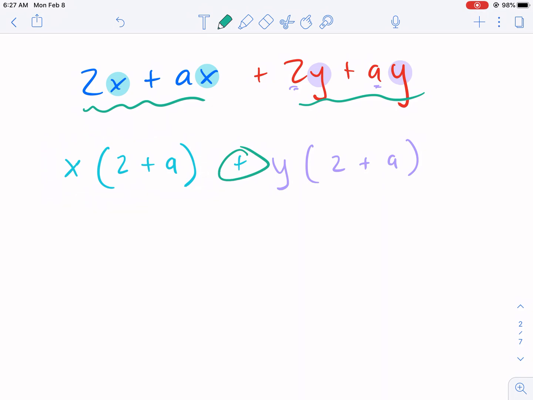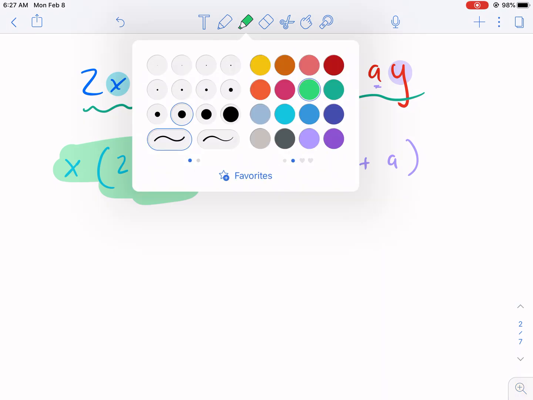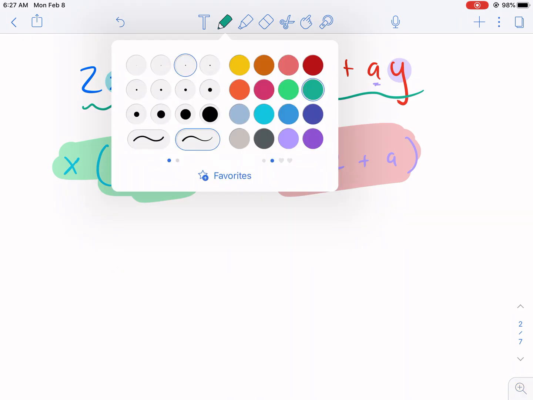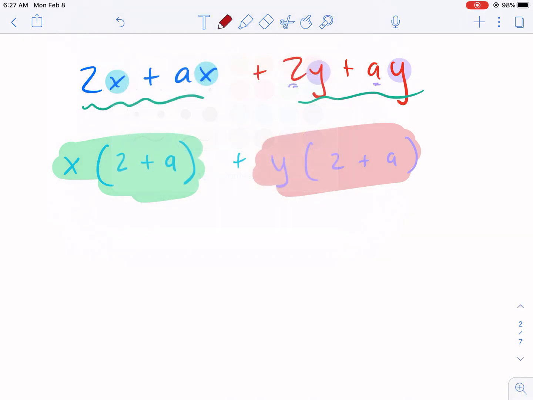So here's my addition sign. So I know I have this as a term. Let me try that again. I know I have this as a term, and I know I have, let me use a different color actually, maybe this pink, I know I have this as a term. Are there any factors common between those two terms? And the answer is yes. I have this 2 plus a and this 2 plus a.